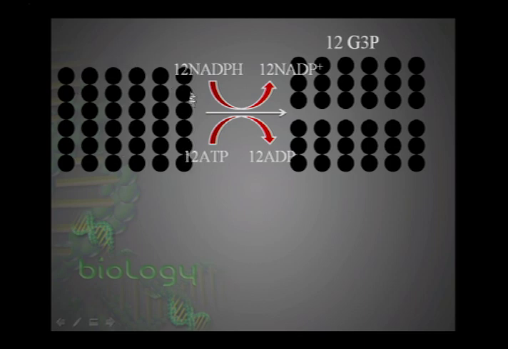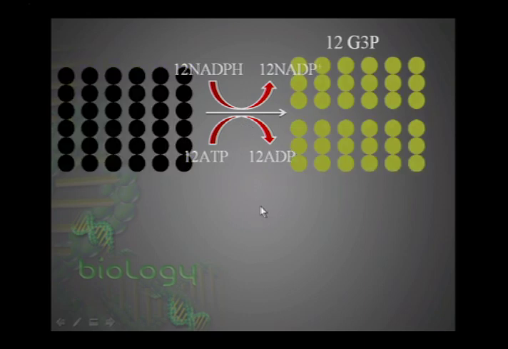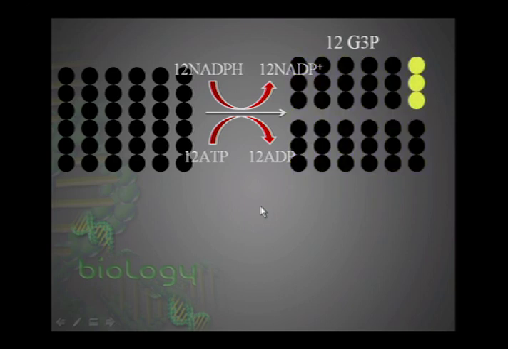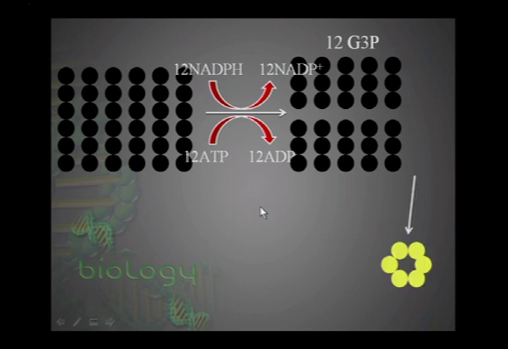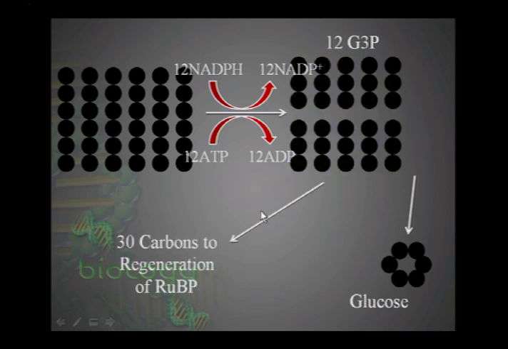So again, we're going to start with our 6 carbon intermediates. They're going to be split in half to produce 12 3-carbon molecules called glyceraldehyde 3-phosphates. That's going to require NADPH and ATP. So again, those split into those. And then 2 of those will be diverted into glucose production. So a molecule of glucose will be produced. So 6 carbons go out. And then the remaining 30 carbons will be used to regenerate ribulose bisphosphates to get back where we started.